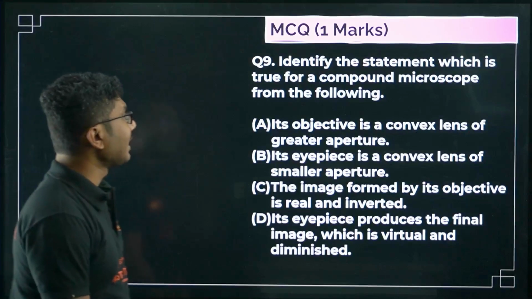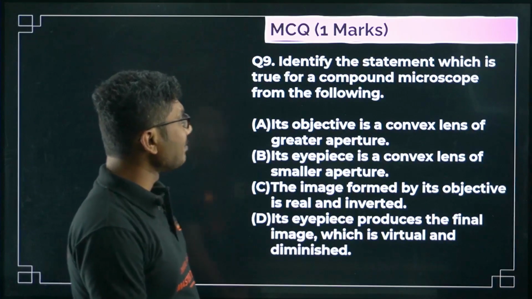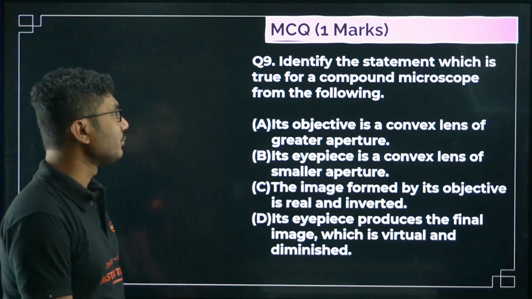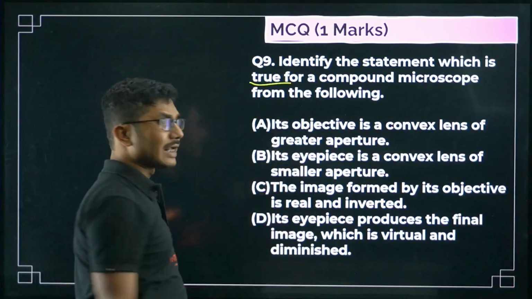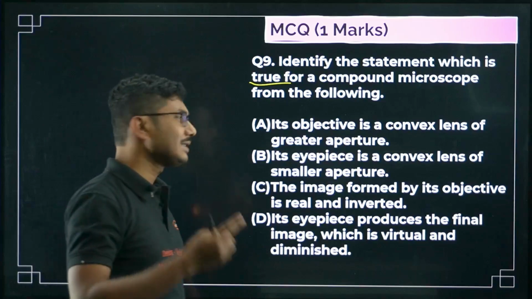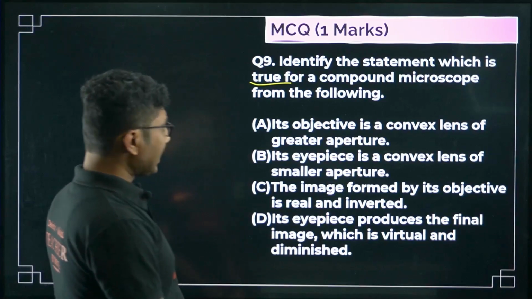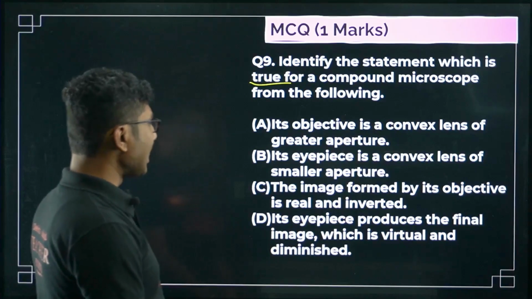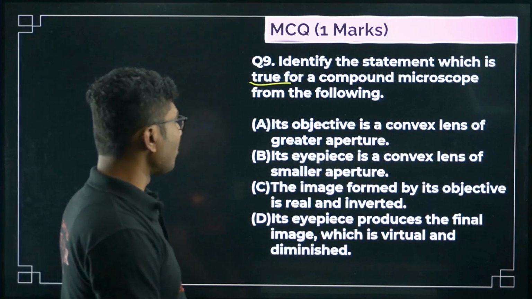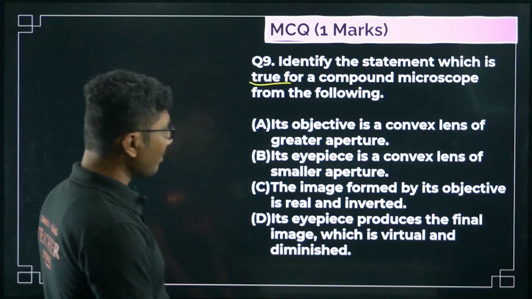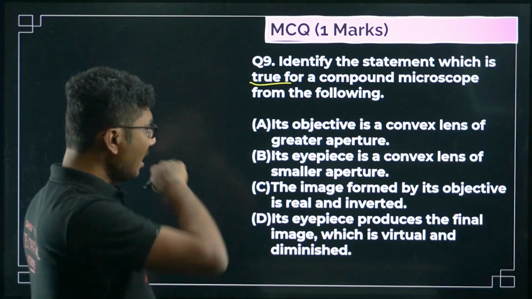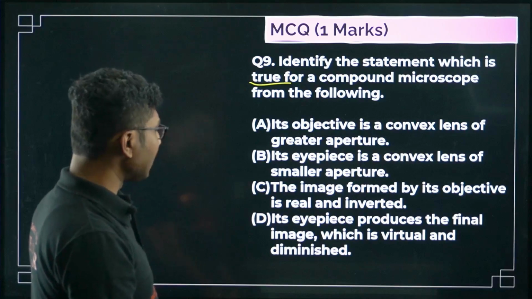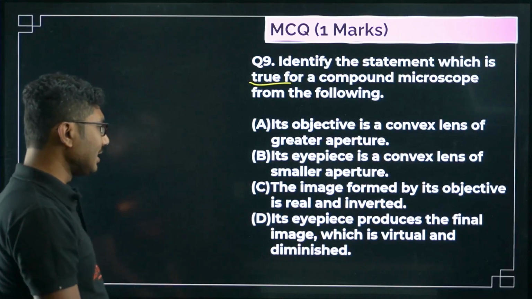Now question number 9. Identify the statement which is true for a compound microscope from the following. So we have to identify the true statement. That means 3 of them are incorrect, only 1 is correct. Its objective is a convex lens of greater aperture. Eyepiece is a convex lens of smaller aperture. The image formed by its objective is real and inverted. The eyepiece produces the final image, which is virtual and diminished.